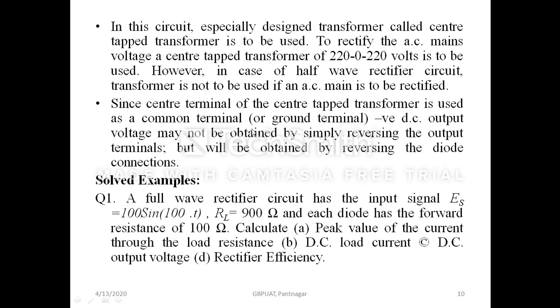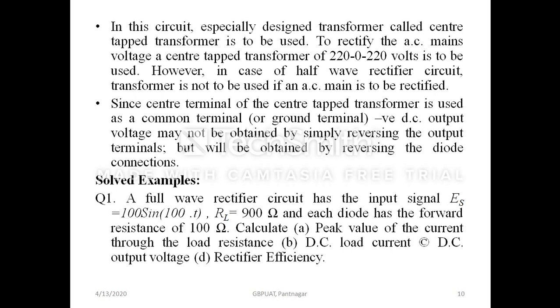Again, since the center terminal of the center tapped transformer is used as a common terminal or the ground terminal, negative DC output voltage may not be obtained by simply reversing the output terminals, but will be obtained by reversing the diode connection. So this is again a disadvantage.